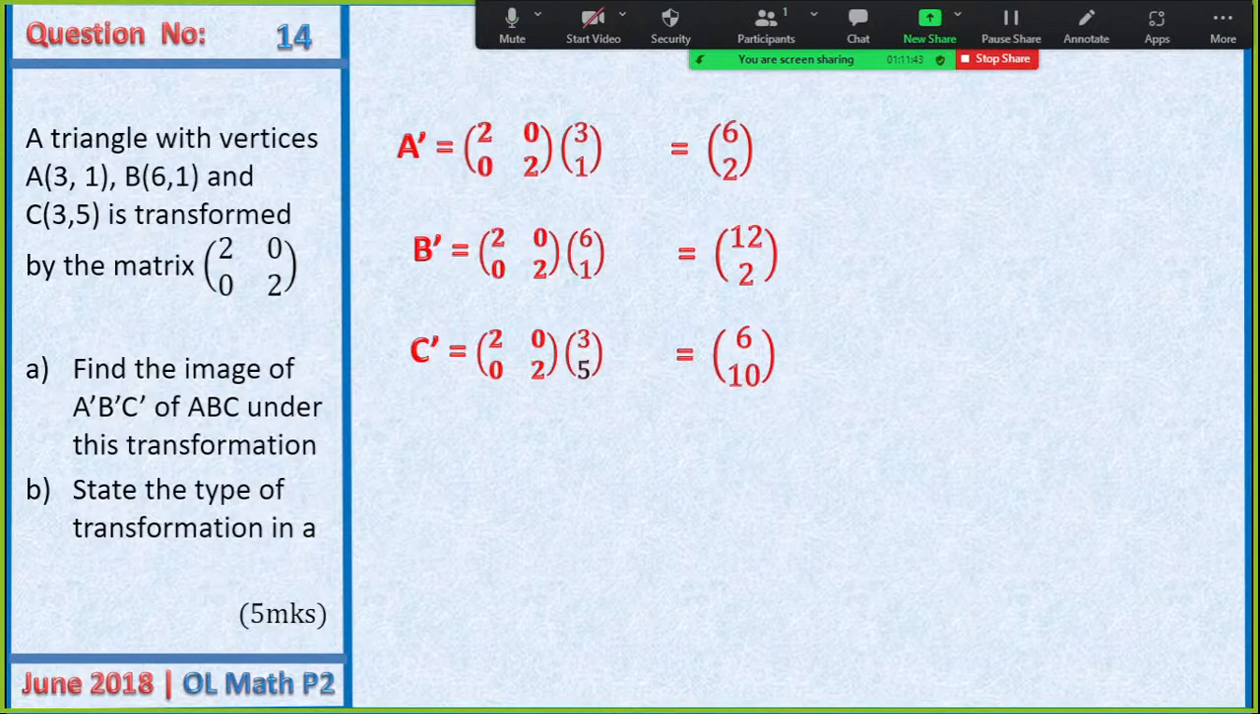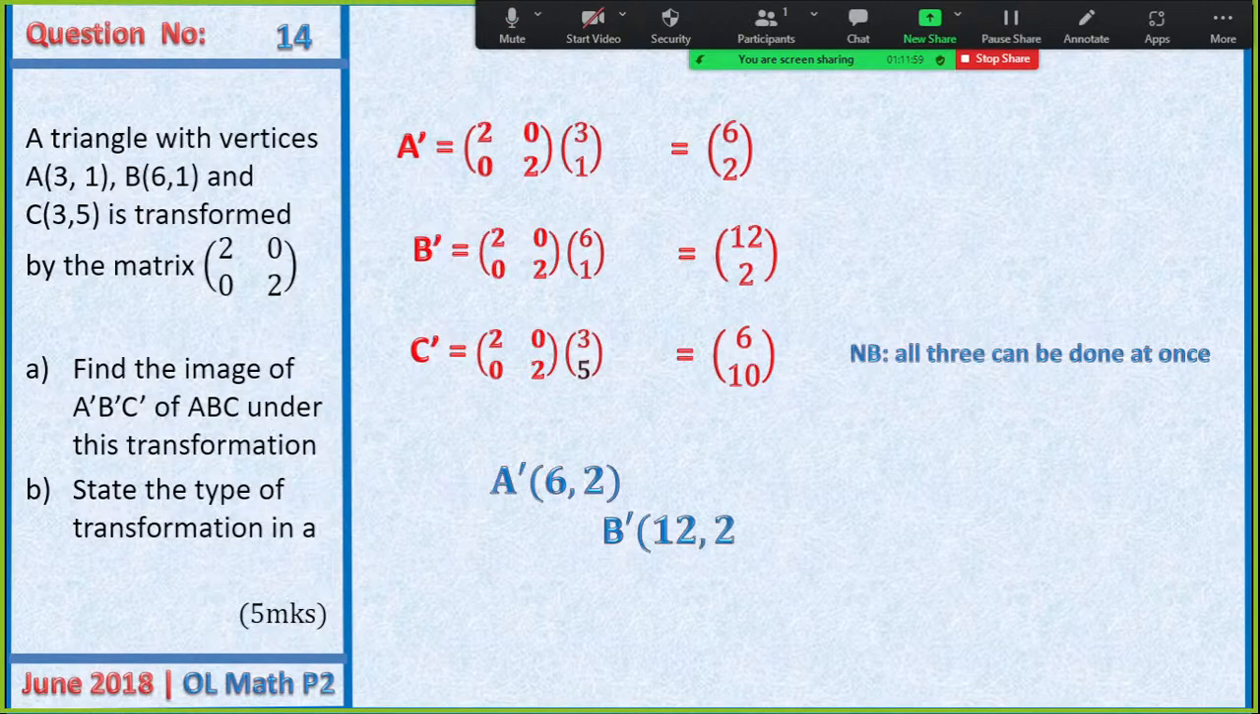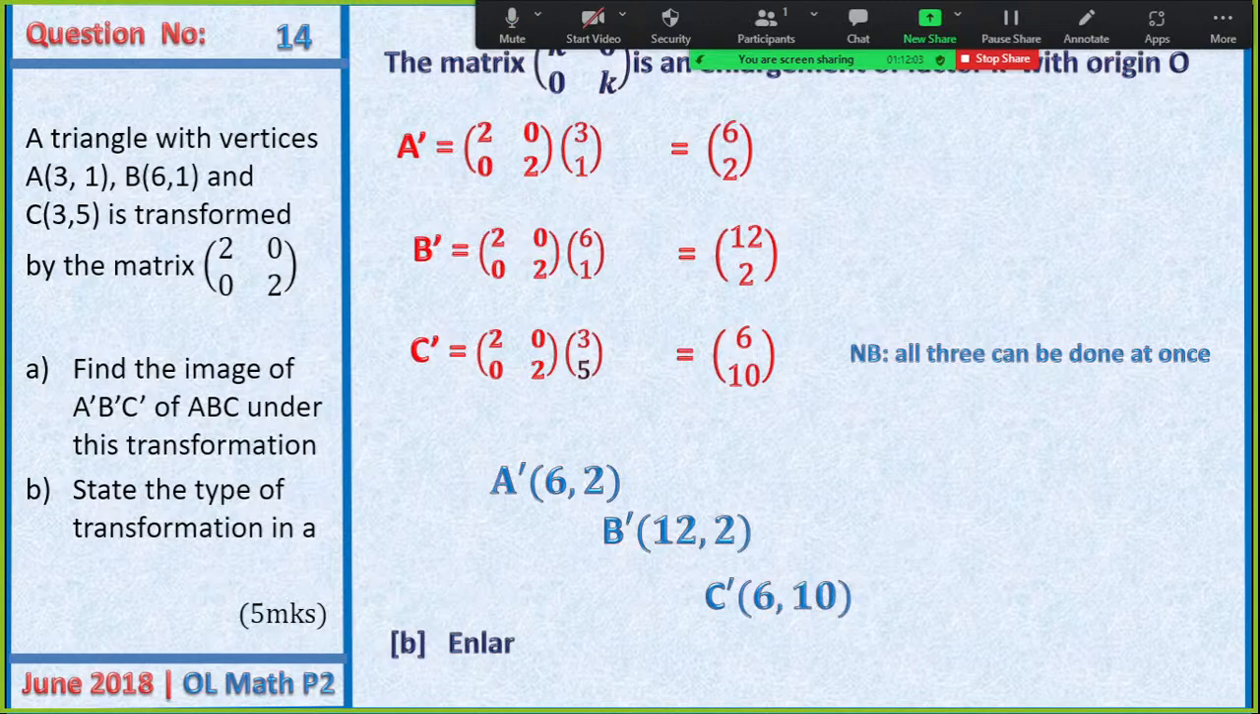So what type of transformation is this? Now look at it. A was (3, 1), now it is (6, 2). B was (6, 1), now it is (12, 2). C was (3, 5), now it is (6, 10). What type of transformation is this? It's an enlargement because they have made it to be bigger. So this is an enlargement.